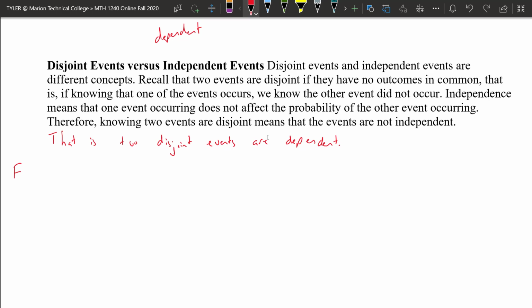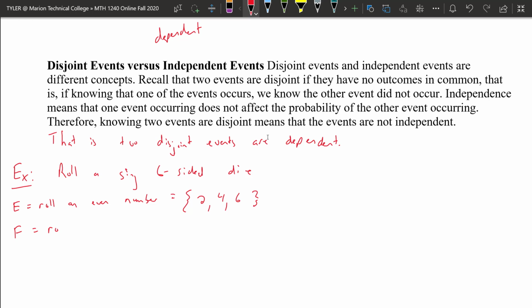Right, so an example of this is, let's say I do an experiment where I roll a single 6-sided die. If I let E be the event that I roll an even number, that would include rolling a 2, a 4, or a 6. I could let F be the event that I roll an odd number, which would include getting a 1, 3, or a 5, right?